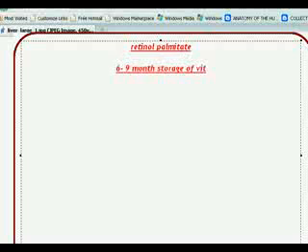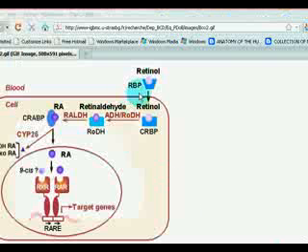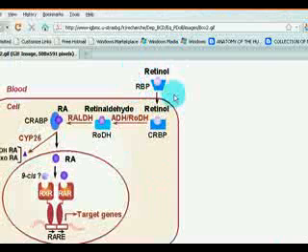Free retinol is highly active but toxic, and is therefore transported in the bloodstream in combination with retinol binding protein, which is produced by the liver.